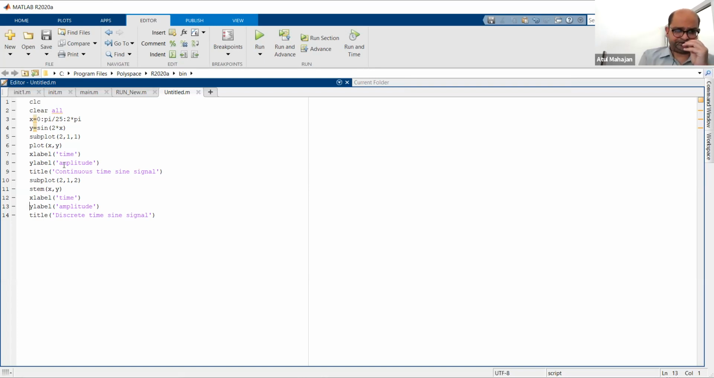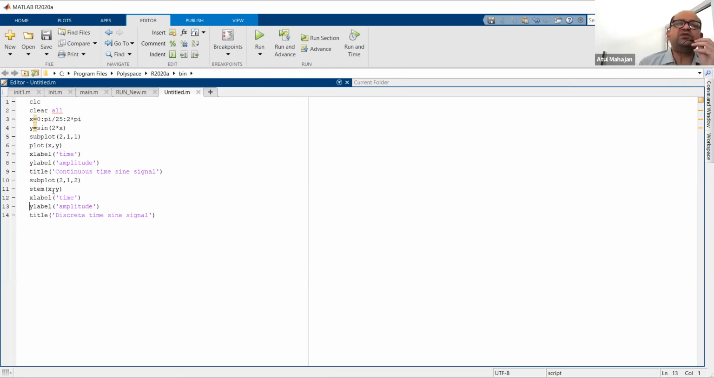After giving this title of continuous time sine signal, we use a subplot function for the other graph, that is for the discrete time sine signals. Now the subplot for the discrete time sine signal is given by 212. In 212, the 2 stands for number of rows, 1 stands for number of columns, and again 2 stands for the plot number. Plot number is 2 over here.